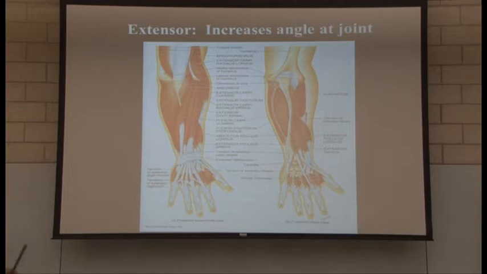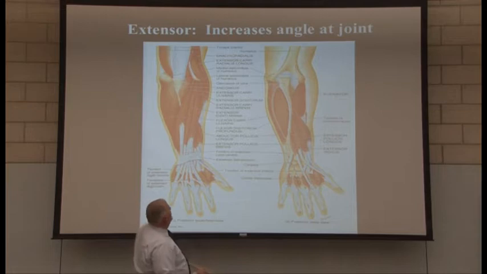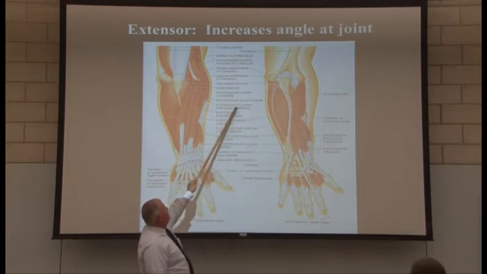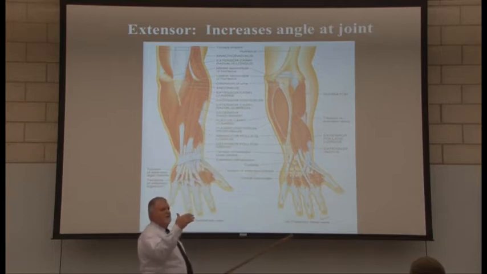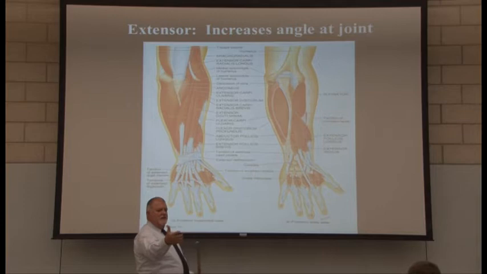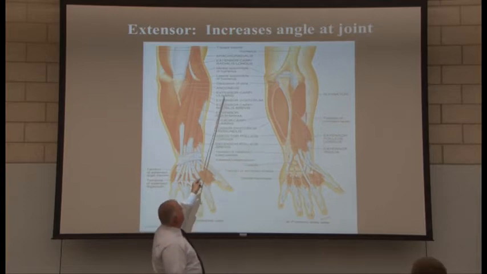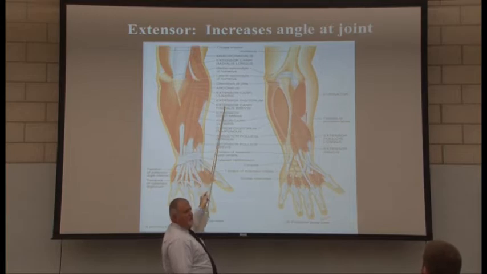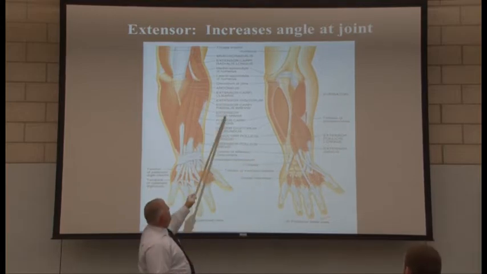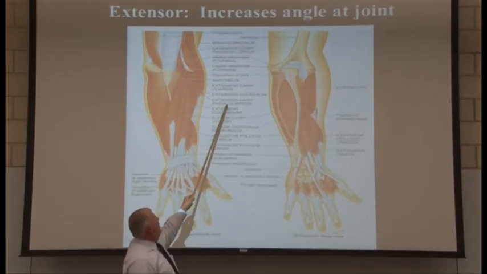So then the extensors are going to be on the back surface of our hand. So what we are going to see is that we have ones that are going to do the wrist again. So extensor carpi. And then we're going to use the same pattern. So if it's on the little finger side, then it would be extensor carpi ulnaris. And then if it's on the thumb side, it's going to be extensor carpi radialis.